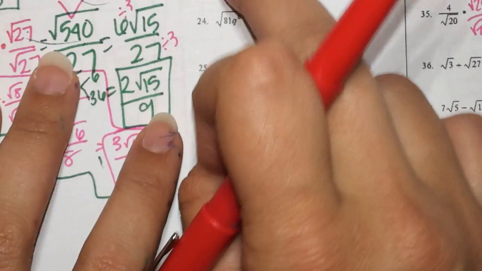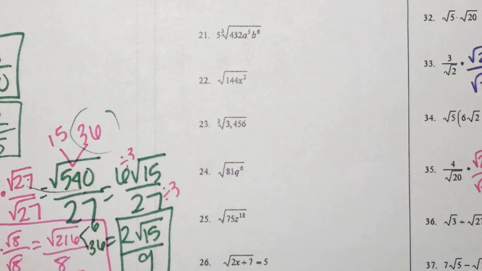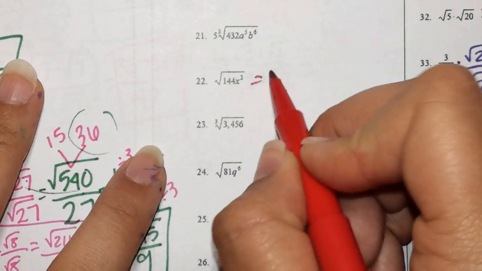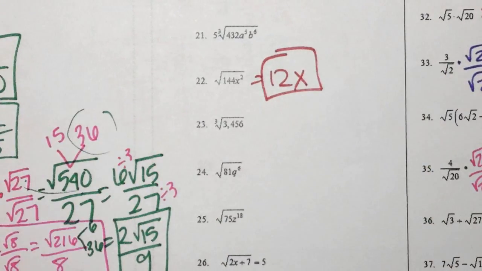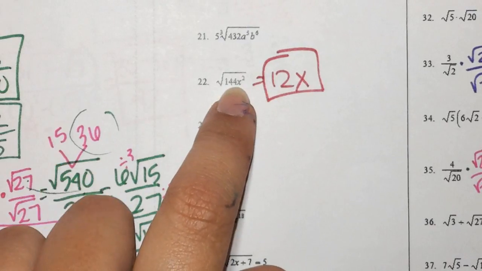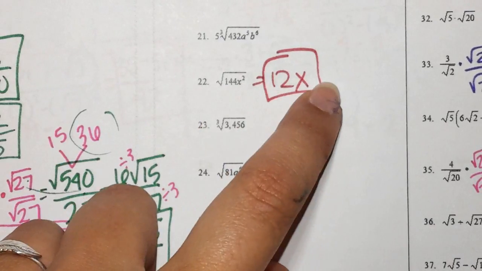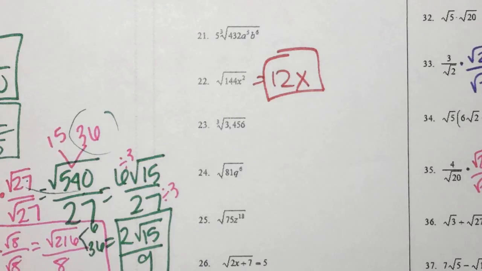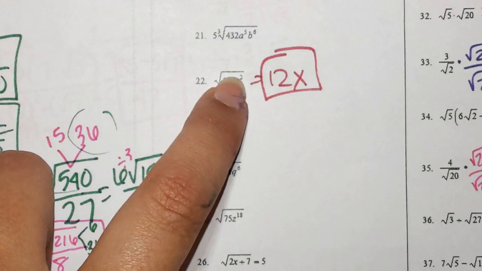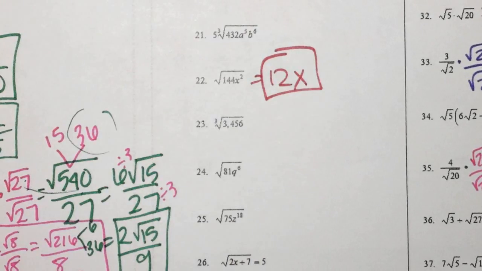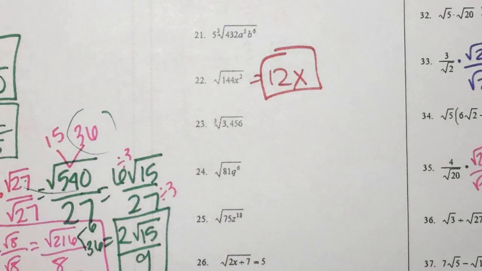All right, let's look at number 22. What's the square root of 144? What's the square root of x squared? What's your answer? The square root of 144 is 12. The square root of x squared is x. Your answer is 12x. The reason, yes, because 2 goes into 2 one time. It divides evenly.